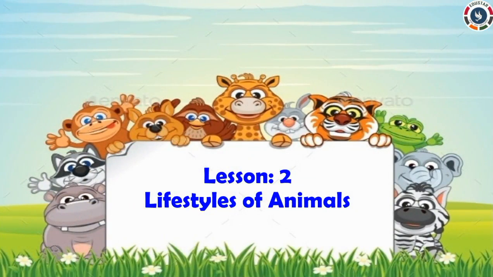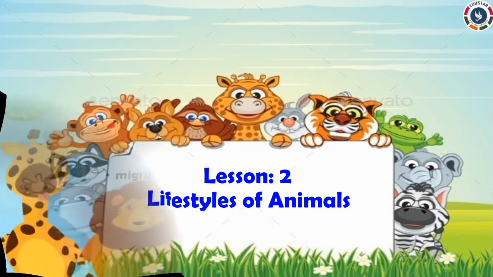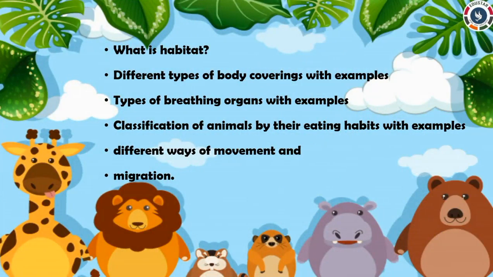Next, lesson 2, Lifestyles of Animals. We have to learn what is habitat, different types of body coverings with examples, types of breathing organs with examples, classification of animals by their eating habits with examples, different ways of movement and migration also.